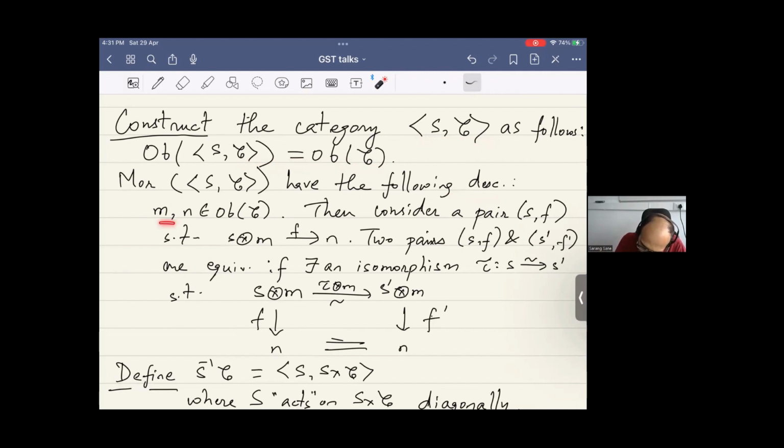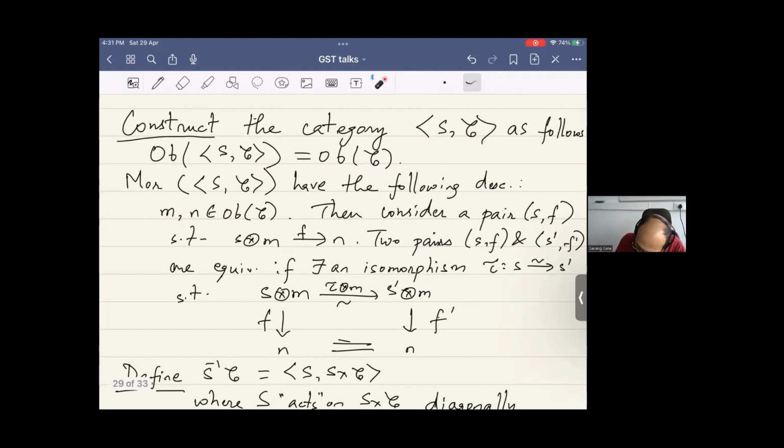So here you have two objects of C. Then you have to construct a pair. You have to consider a pair S comma F, and so what does this do? It gives you, F is a morphism from S tensor M to N. Okay, that's what this data is.